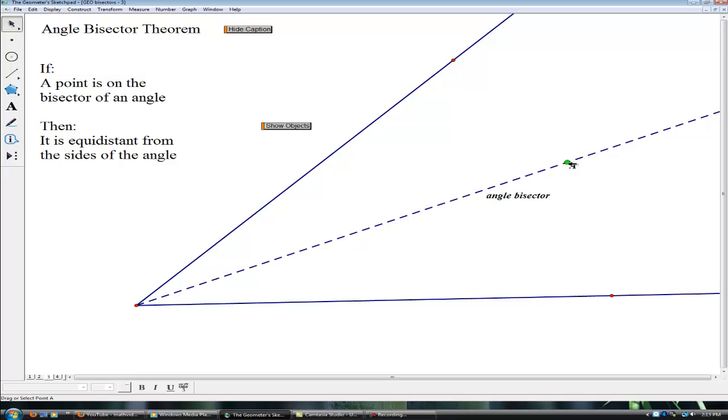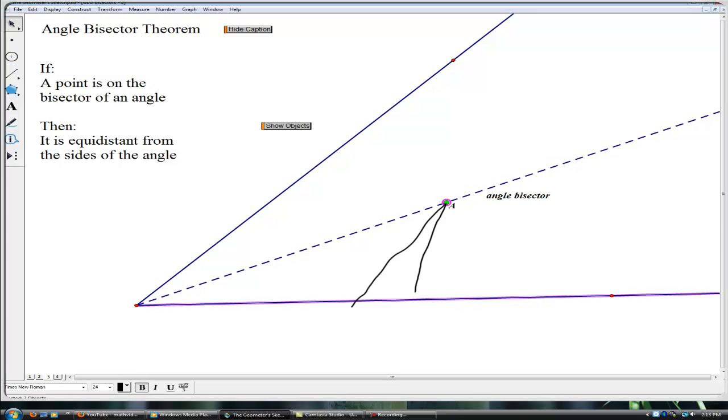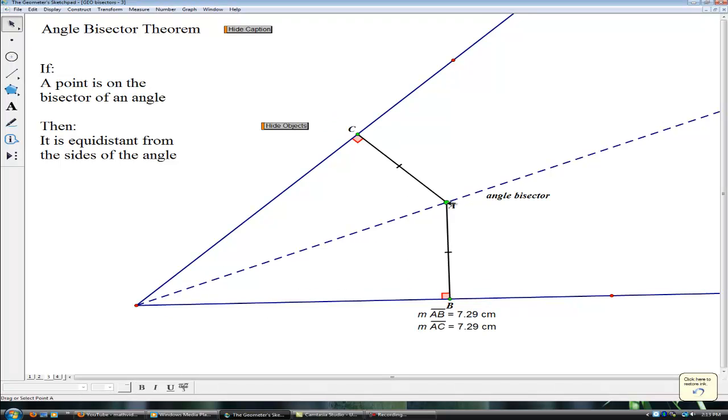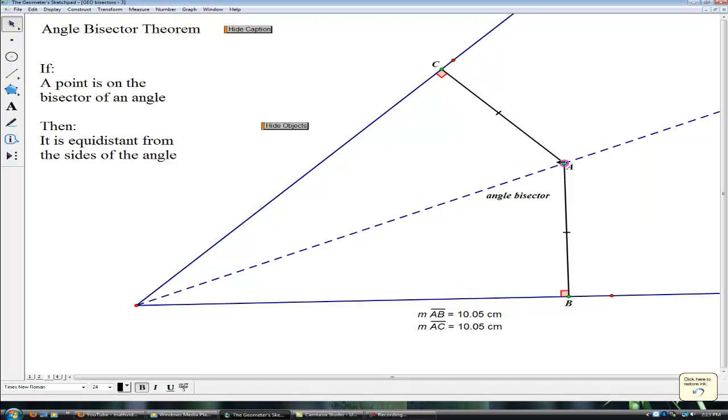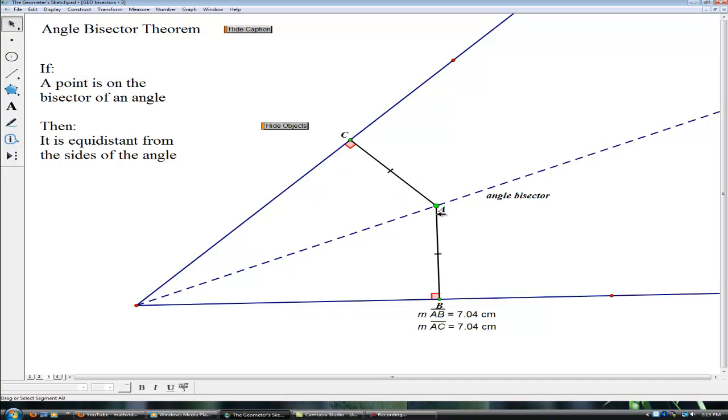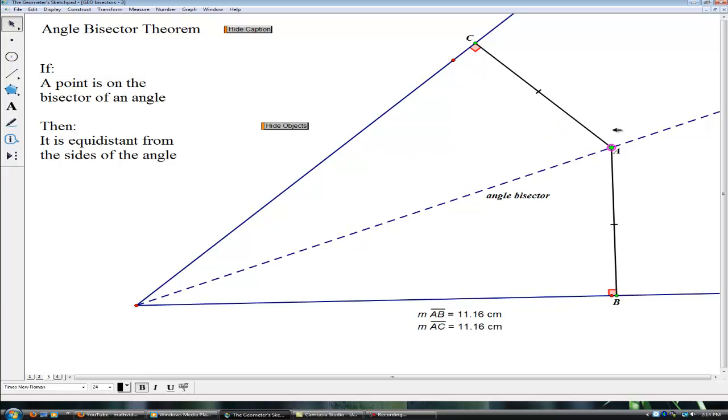Now remember, when we measure the distance from a point to a line, it seems like there would be a lot of different ways that we could measure that distance. So how do we define the distance from a point to a line? We did this earlier in the year. This measurement always has to be perpendicular. And in this theorem, if point A is on the angle bisector, then it will always have an equal distance, and distance has to be measured perpendicular. So AB and AC are always congruent.